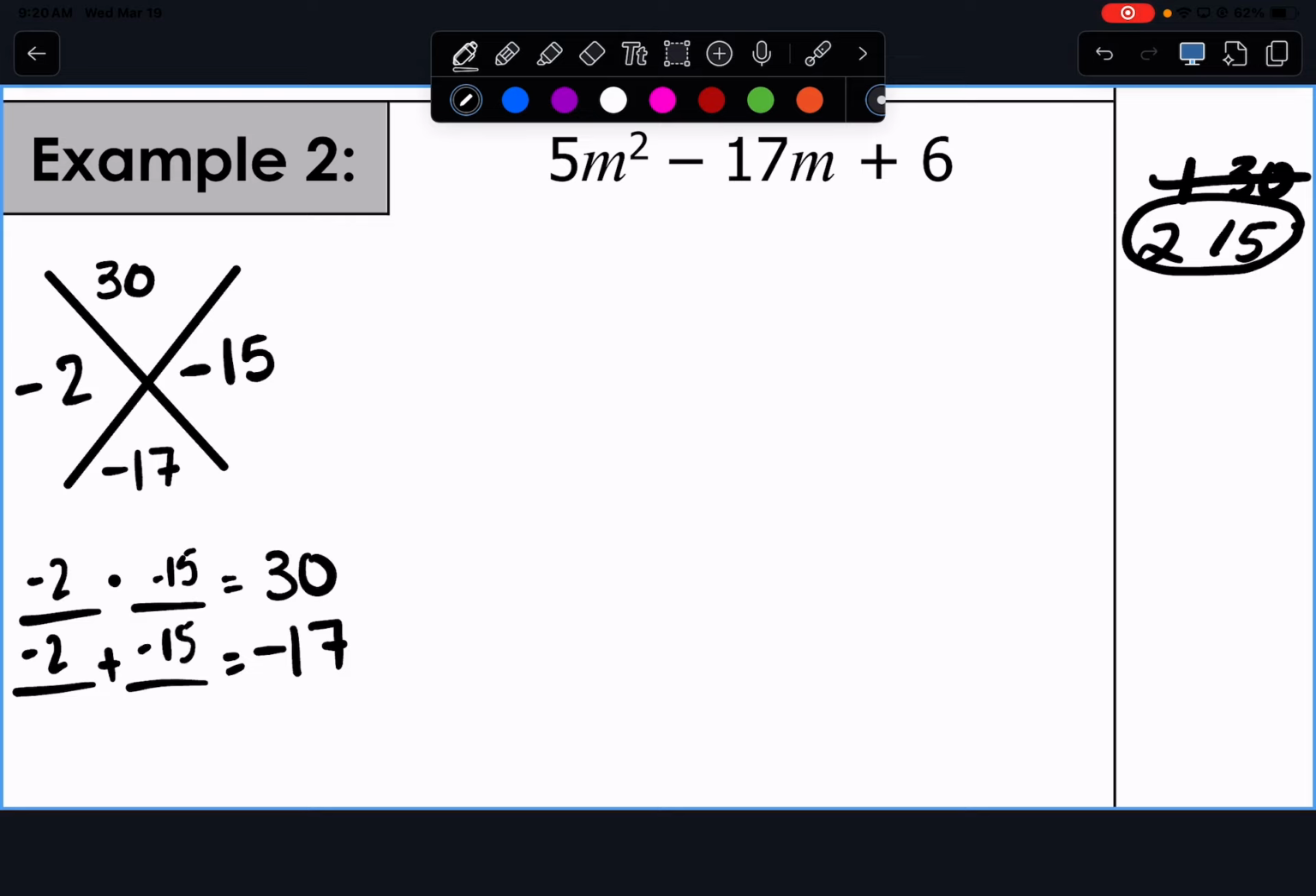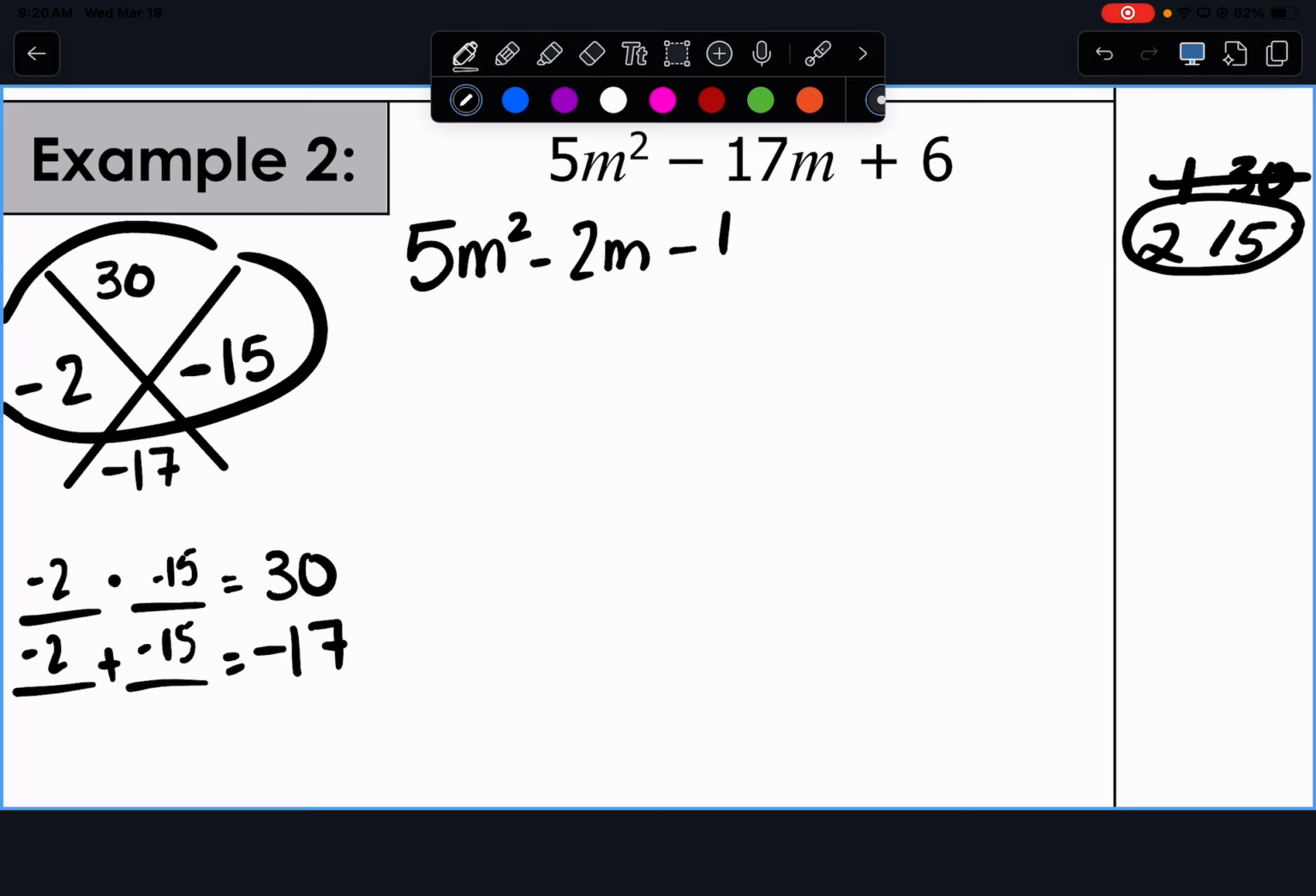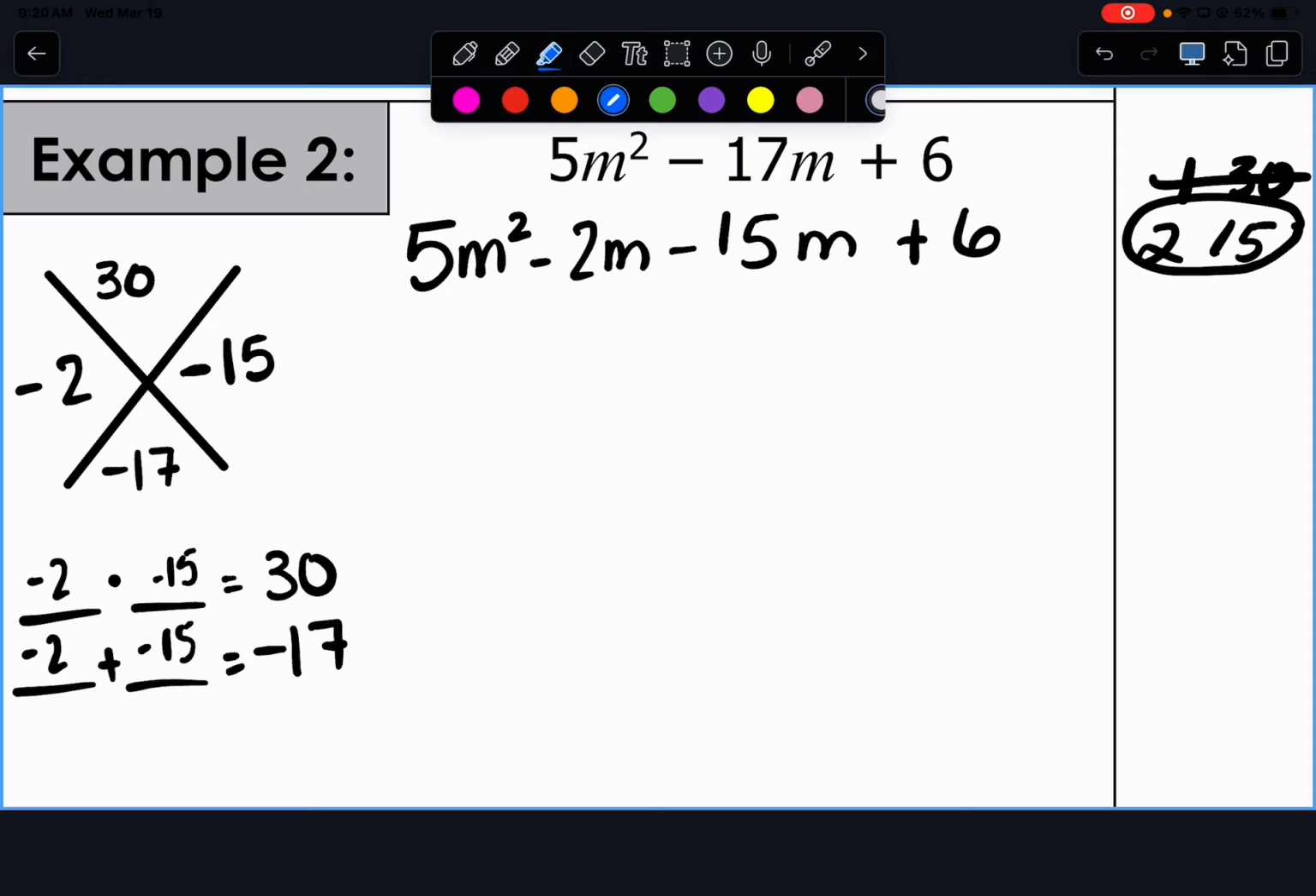So we're going to rewrite this. So we will get 5m squared minus 2m. That's what we got right there when we multiply to get a positive. It's saying negative 2 plus negative 15. So it's just negative 2 minus 15m plus 6. What can I group? Did we just get rid of the 17? We don't get rid of the 17. The 17 becomes these two numbers.